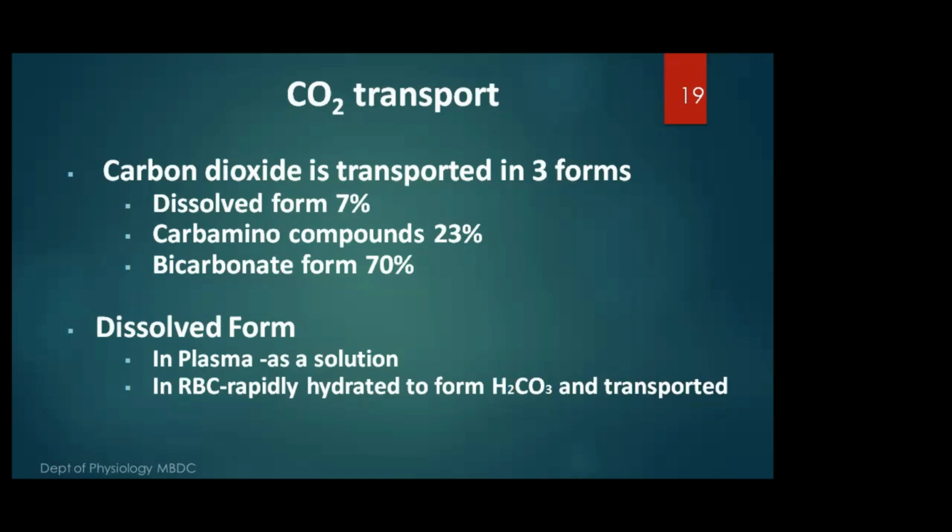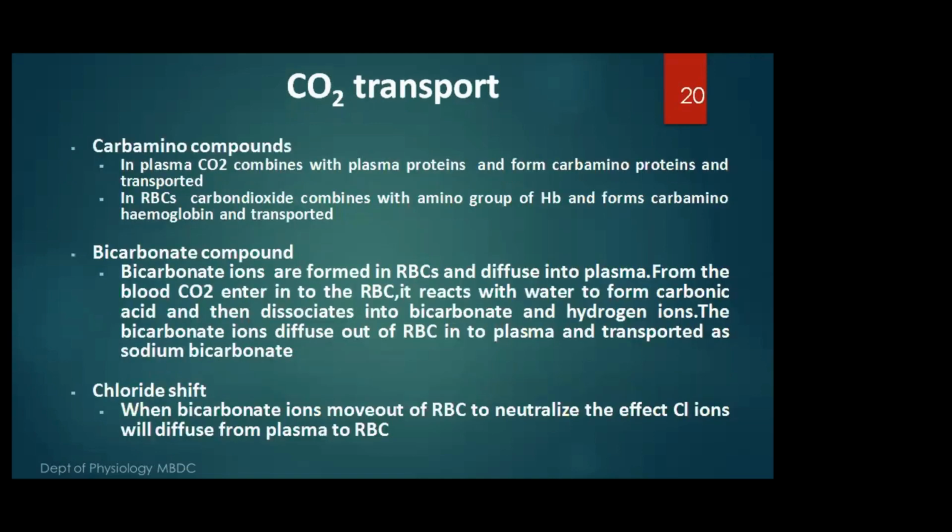In RBC, carbon dioxide rapidly binds with water and forms carbonic acid, and then it is transported. Transport in the form of carbamino compounds. In plasma, the carbon dioxide combines with the plasma protein and forms carbamino proteins, and it can be transported. In the RBC, the carbon dioxide combines with the amino group of the hemoglobin and forms carbamino hemoglobin, and then it is transported.